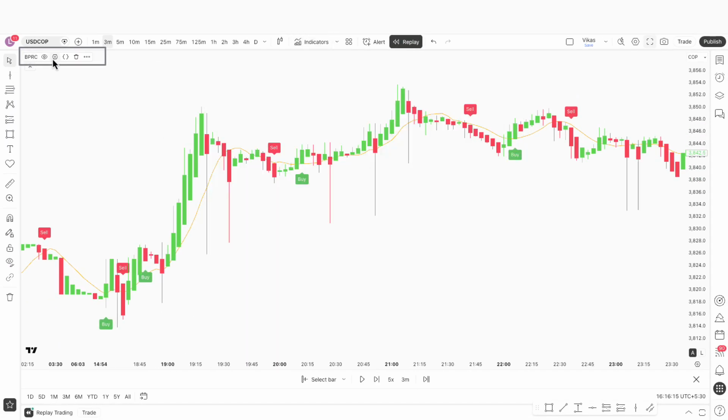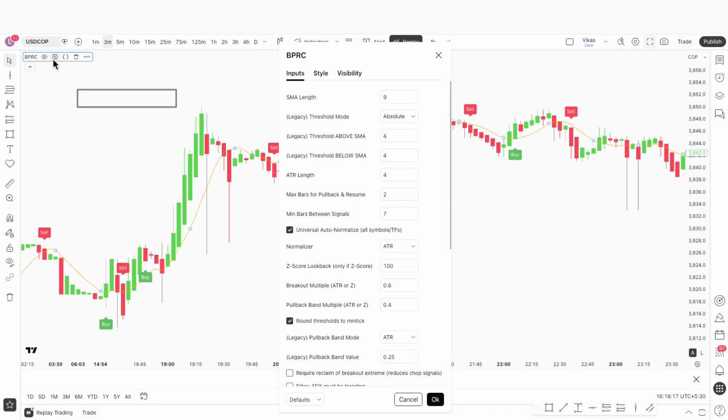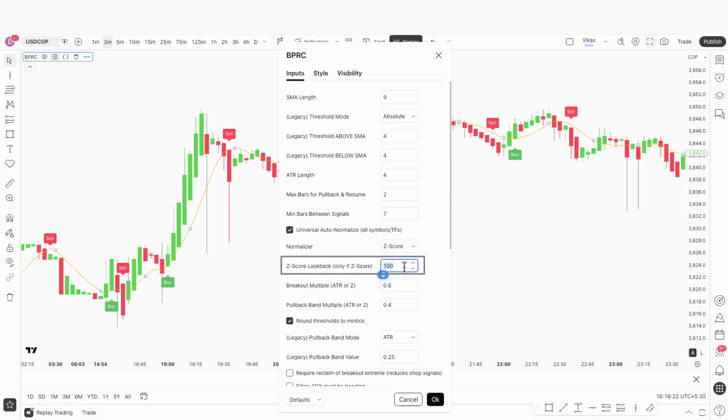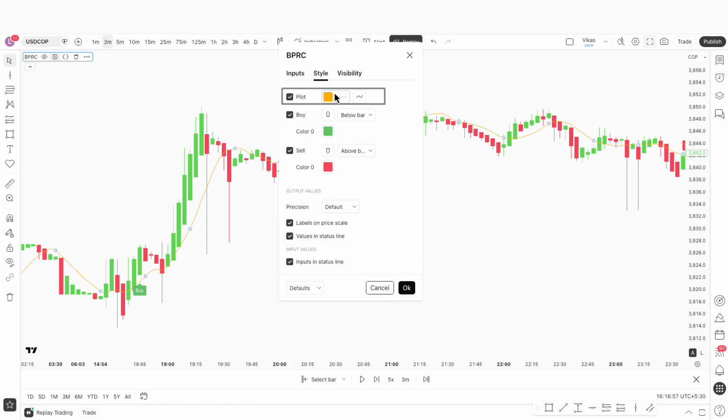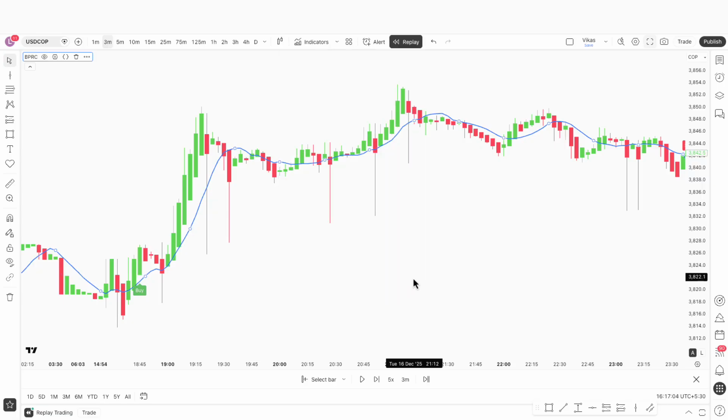Now the indicator settings change for perfect signals. First, we change Normalizer from ATR to Z-score. After that, change Z-score lookback from 100 to 127. After that, change breakout multiple from 0.6 to 1.7. After that, change plot color from orange to blue. Here everything is fine after that. Click OK. Now we'll add one more indicator to make this strategy more powerful.